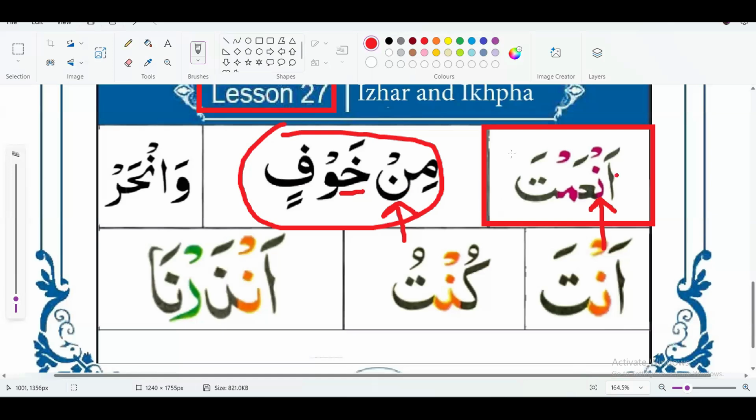So we have learned about Izhar. Inshallah ta'ala, we will learn about Ikhfa in the next class. In the next class, inshallah ta'ala, we will continue this lesson after finishing Izhar and Ikhfa. Got it?